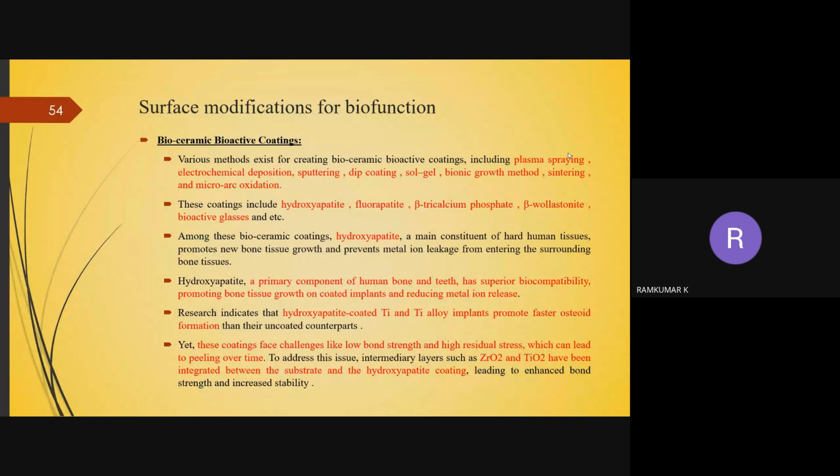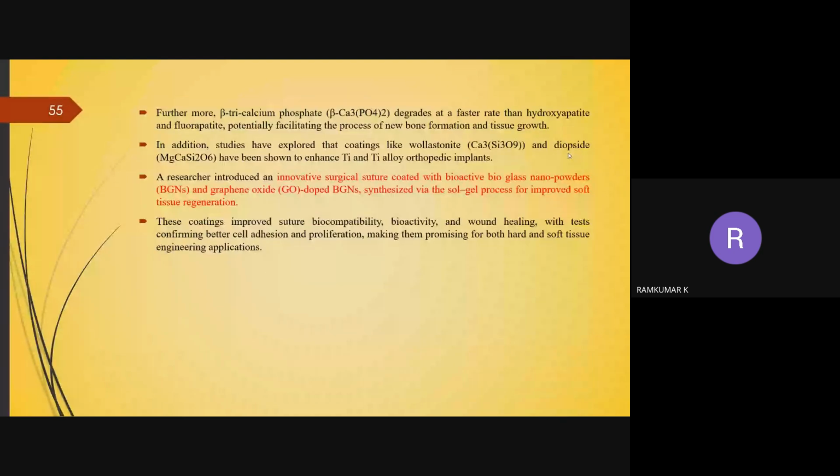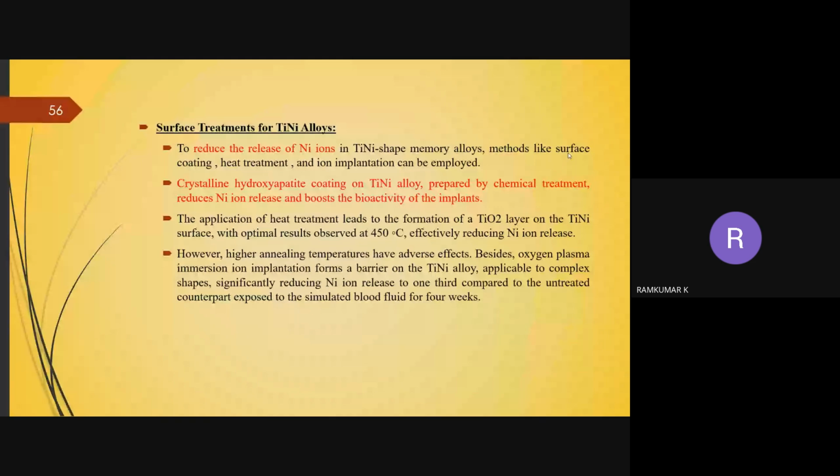Sometimes these coatings have low bond strength and a high residual stress. Hence, they also use intermediate layers like zirconium oxide and titanium oxide when they are using this hydroxyapatite coating. And as I said before, they also use beta tricalcium phosphate, wollastonite and diopside. They are also used in surgical sutures. They use bioactive bioglass nano powders, which help to increase the biocompatibility.